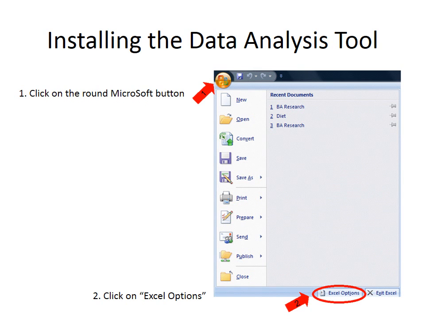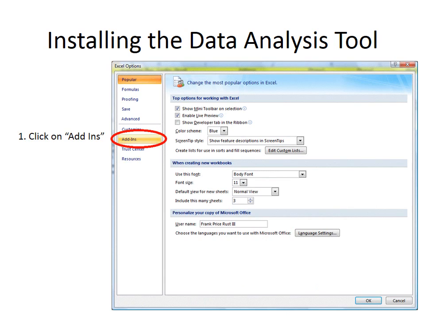You click on the little round Microsoft button, the round button that has a Microsoft flag in it, and that should bring up something that looks like what's on the screen here, a dialog box, and in the bottom right hand corner you should see where it says Exit Excel, but to the left of that you should see Excel Options. You click on Excel Options right here to a new dialog box.